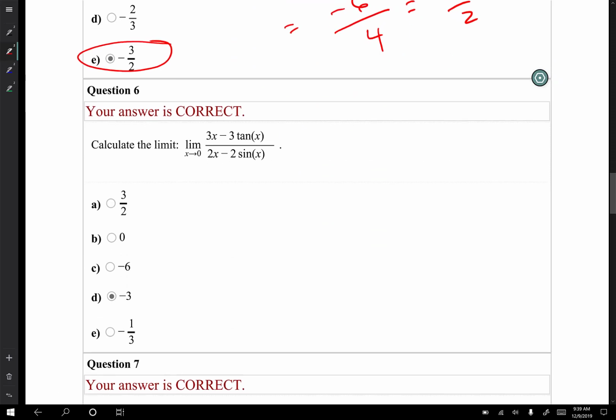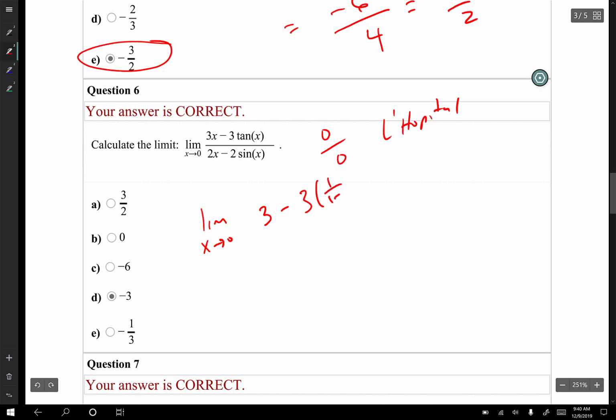All right, let's plug in, guys. If I plug in a 0, I get 0 minus 0. So 0, and if I plug in a 0 below, I get a 0, so L'Hopital. So here we go, derivative. Limit as x approaches 0 of 3 minus 3 times 1 over 1 plus x squared, over 2 minus, the derivative of sine is cosine, so 2 minus 2 cosine x. If I plug in a 0, I get 0 over 0. So, one more time.